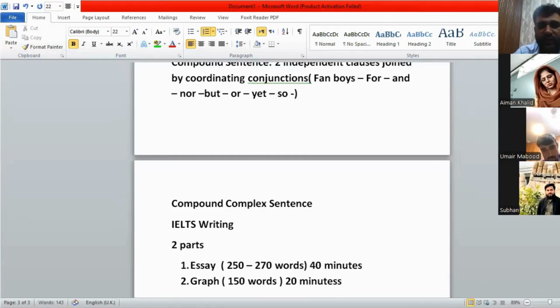But if the student is for general, like for work, he is supposed to write a letter. That could be formal, informal, or semi-formal, depending. Clear about it? Yes.